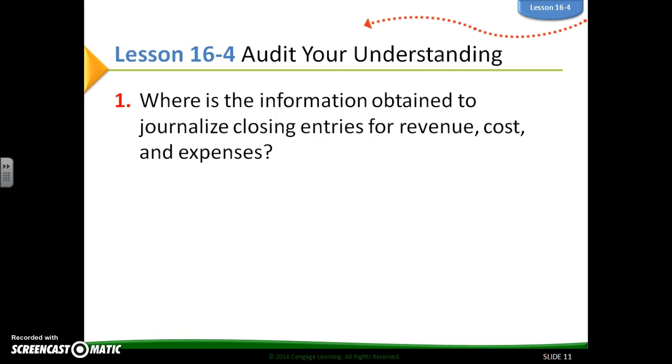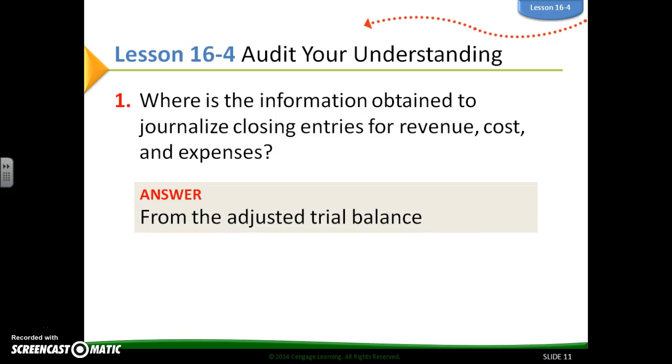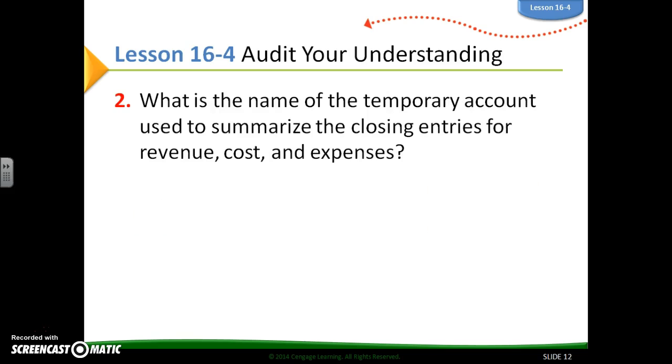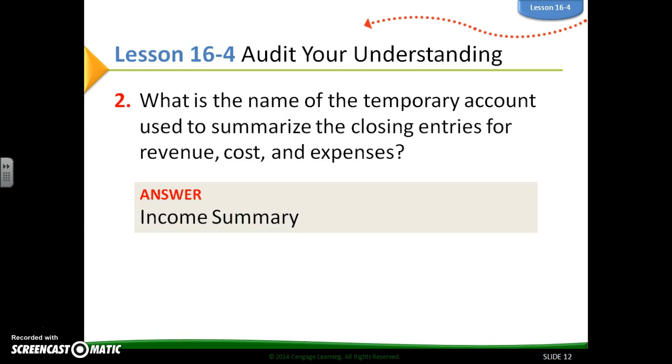So where do we find the information to do the closing entries for revenue, costs, and expenses? Again, adjusted trial balance. The name of the temporary account that we use to summarize the closing entries for revenue, costs, and expenses, that's our income summary. And isn't that nice that it's those two quick little questions?